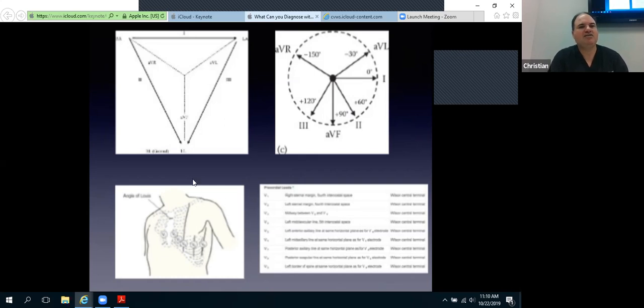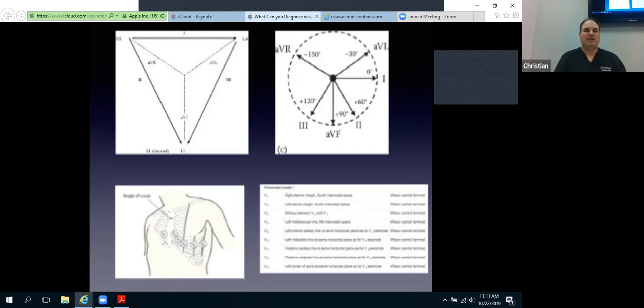So inferior MIs are II, III, aVF. Lateral MIs are I, aVL, and V6. And then anterior is V1 through V3, and anterolateral will include V5, V4, so on and so forth. That's what those regional assessments are.